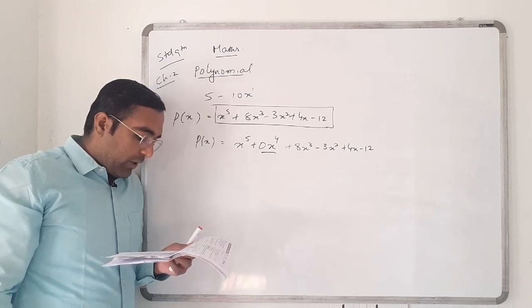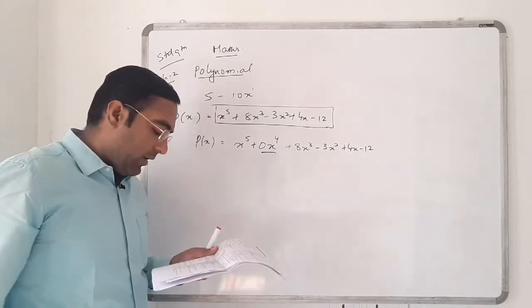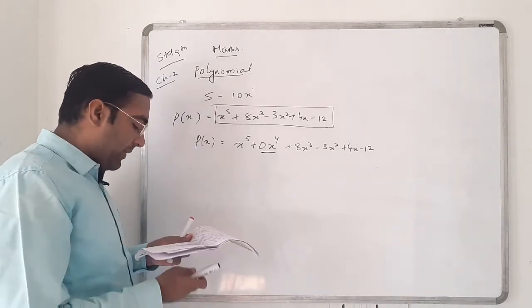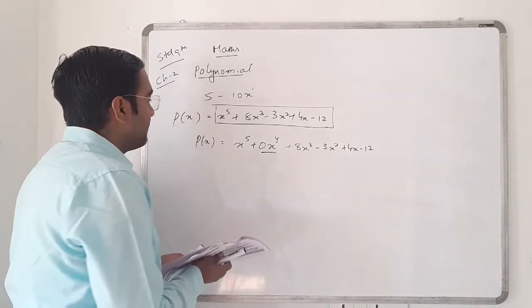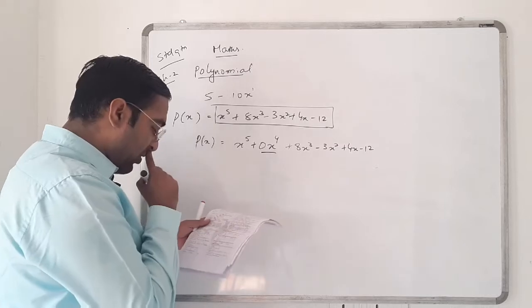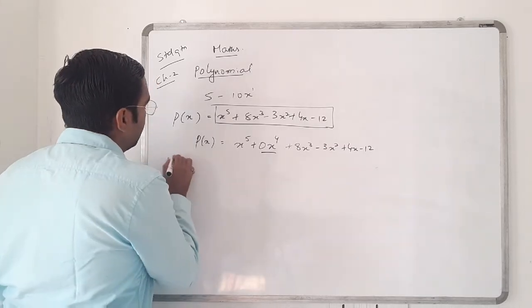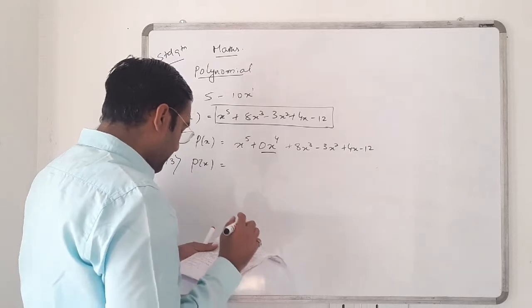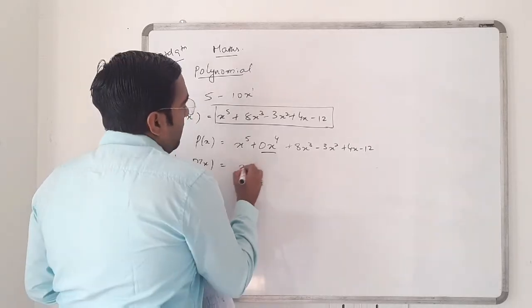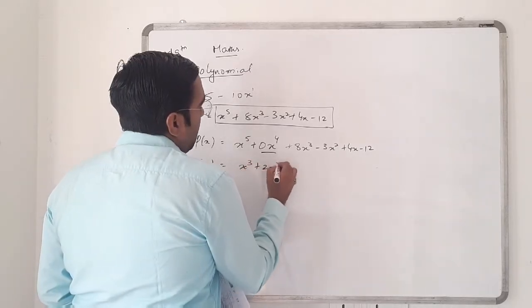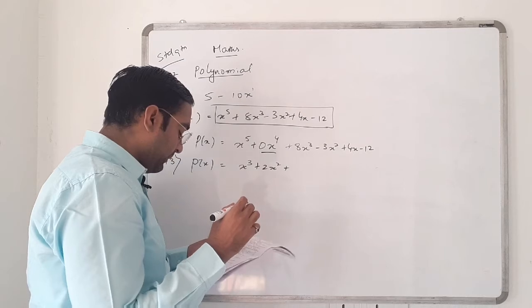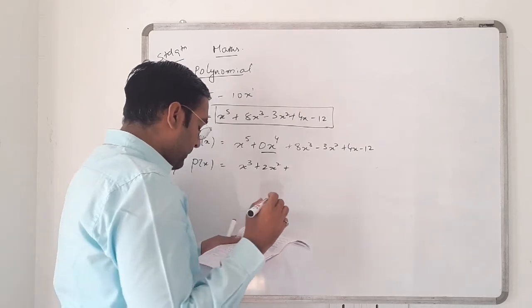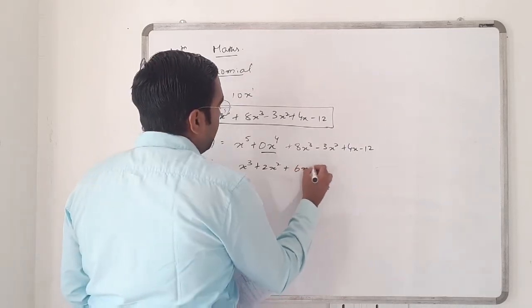Next one: if p of x is equal to x cube plus 2x square plus 6x plus 5, that is question number 13. P of x is equal to x cube plus 2x square plus 6x plus 5.